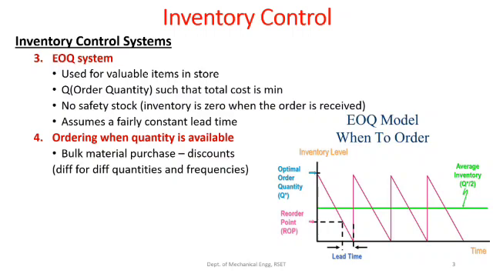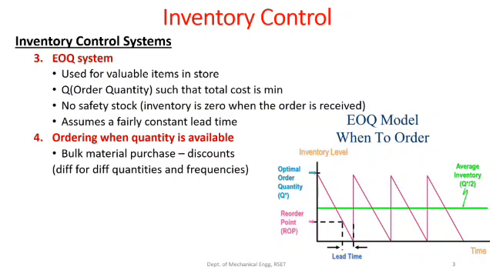Now the next inventory control system is the EOQ, or the economic order quantity system. This system is generally preferred for the storage and inventory control of valuable and essential items. Here the order quantity is determined such that the total cost of inventory is kept to the minimum. That means the total carrying and ordering cost is kept to a minimum. We have seen the EOQ system in the different kinds of inventory models.